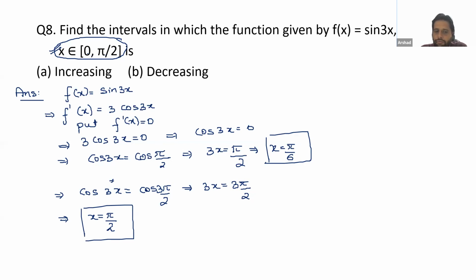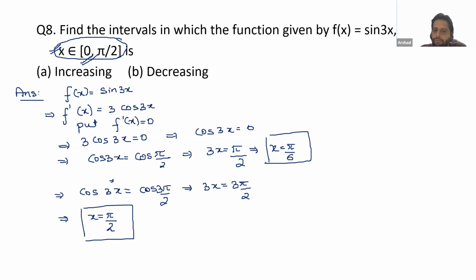Finally, we have found the value of x. X is pi by 2. So always remember, whatever value you are finding should lie in this interval. If we take any angle greater than 3 pi by 2, then the value of x will be greater than pi by 2. So we can't take that angle.